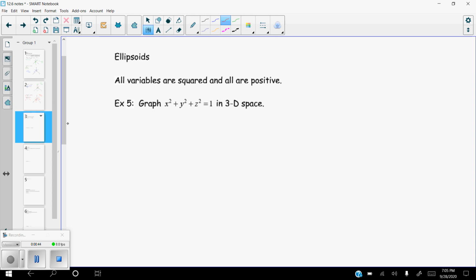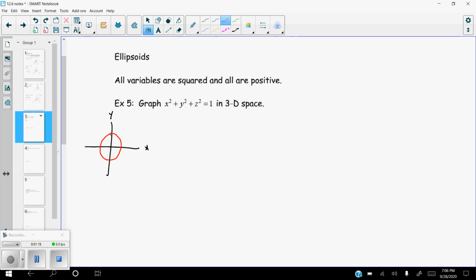So in 3D space, what we want to look at here is all of the different traces. When I say traces, you could look at this thing in several different planes. If you were to look at this in the standard XY plane, that just means make z 0. So if I make z 0, you're going to have x squared plus y squared equals 1. Hopefully you recognize that is nothing more than a circle with a radius of 1.